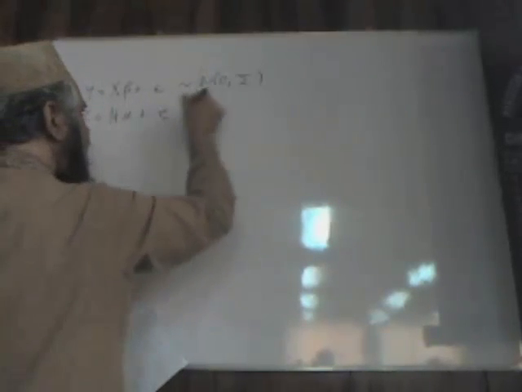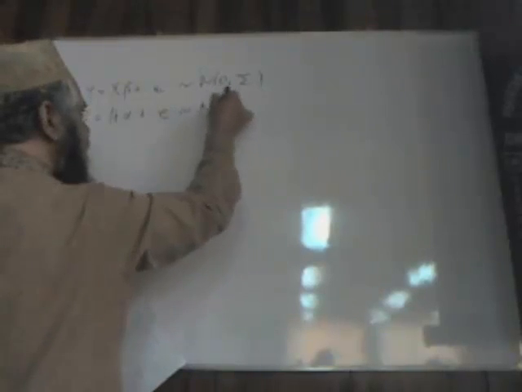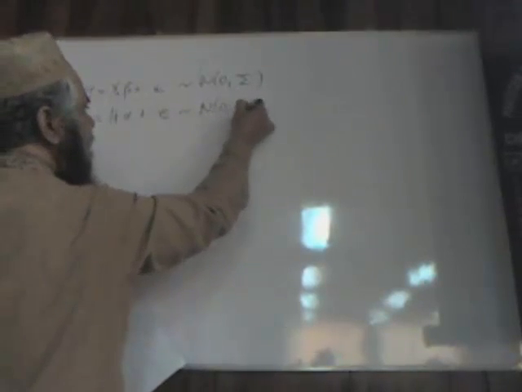So y equals x beta plus epsilon, beta equals h alpha plus e, epsilon is normal with mean 0 and variance sigma, e is normal with mean 0 and variance omega. Now I want to get the distribution of beta given y.